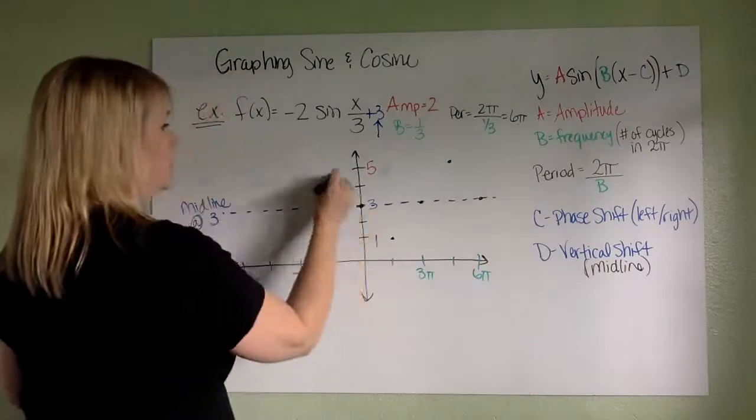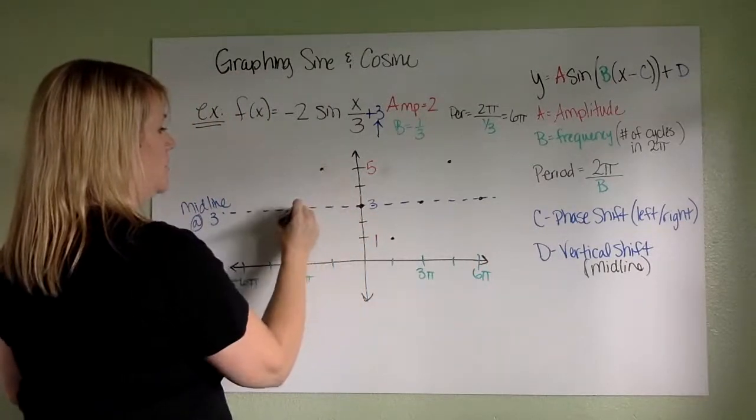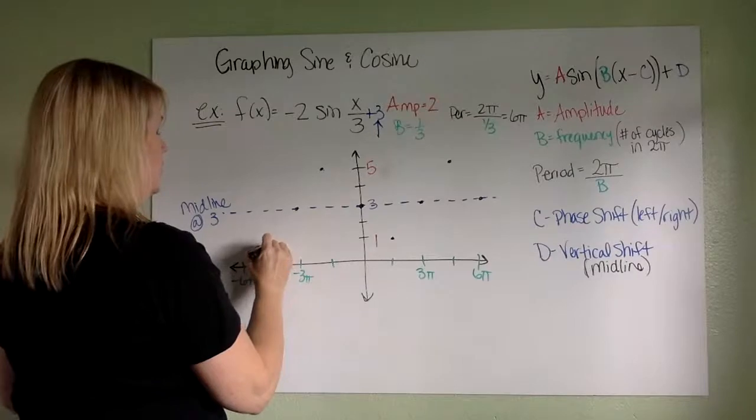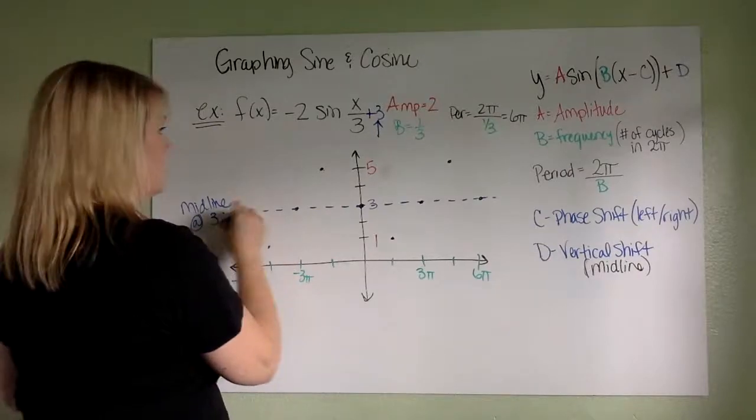And then the same thing happens over here. Up 2, back to the midline, down 2, back to the midline. So it looks like this.